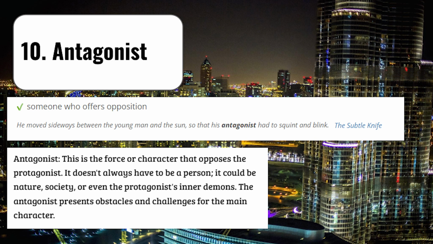Those are our 10 words and definitions for this week. Try to align them with things that you're learning about with plot, like the plot diagram, and you'll successfully have the knowledge you need to know everything you need to know about how stories are structured.